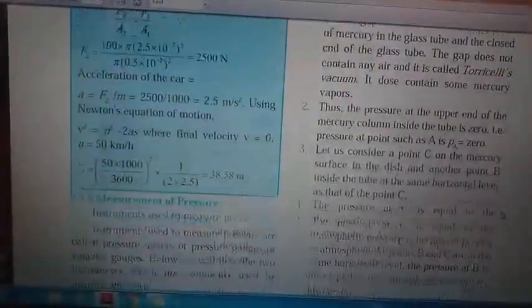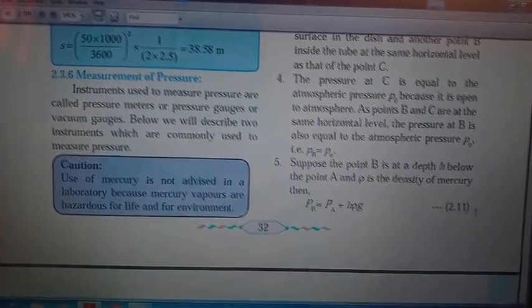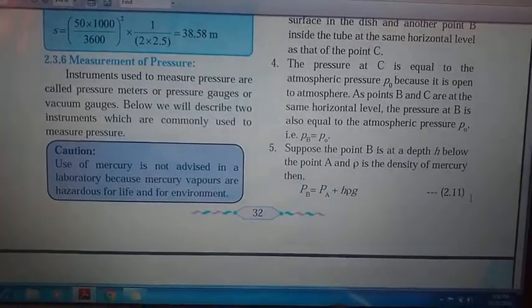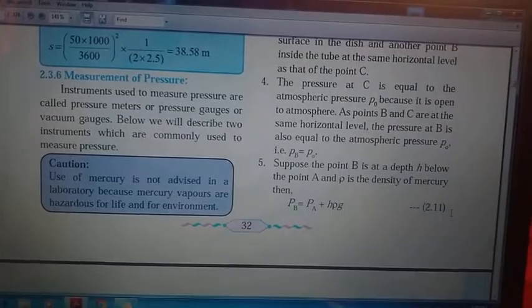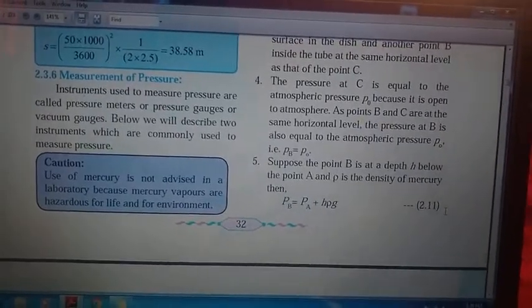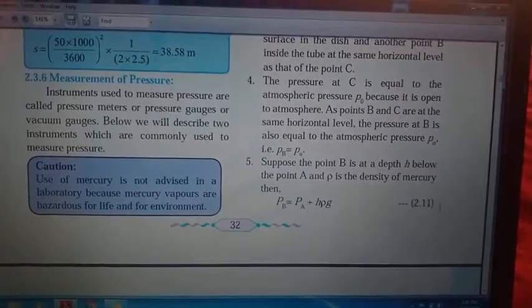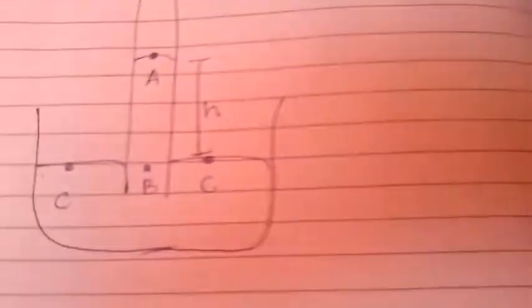The next point is the measurement of pressure. The instruments which are used to measure pressure are called pressure meters, pressure gauges or vacuum gauges. Here we will study in detail the two instruments which are very commonly used to measure pressure. So with the help of a diagram we will see. Now consider this diagram.